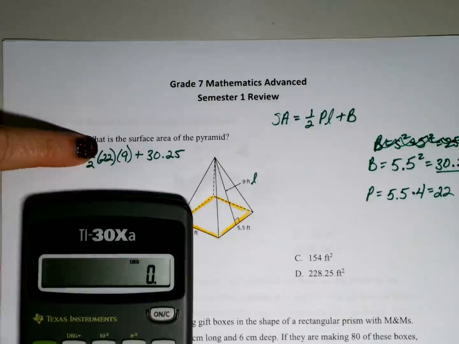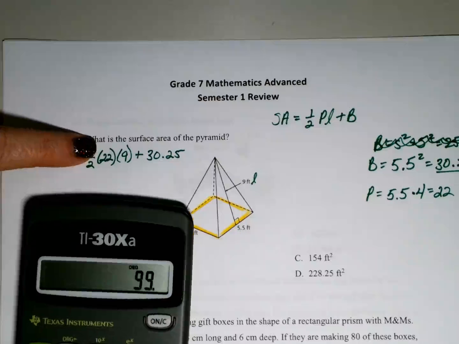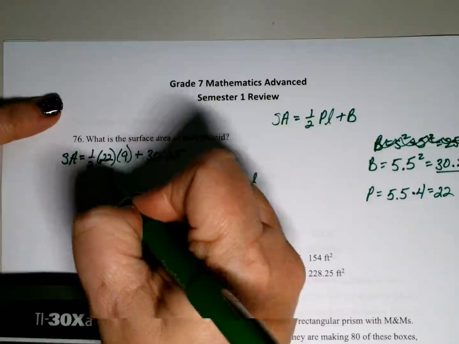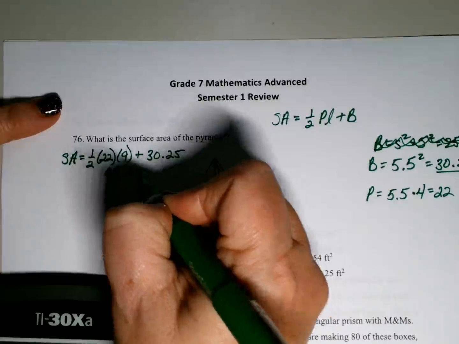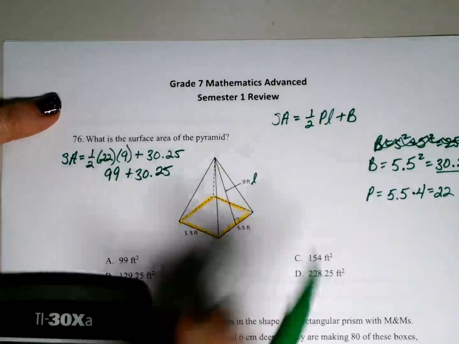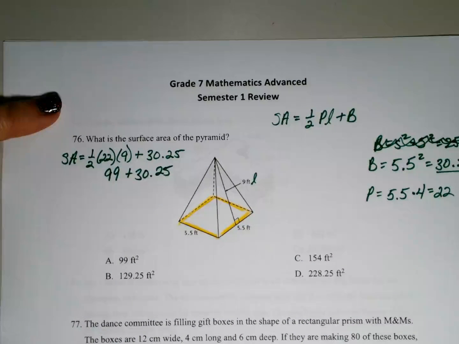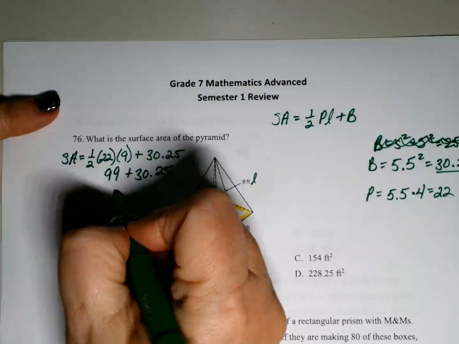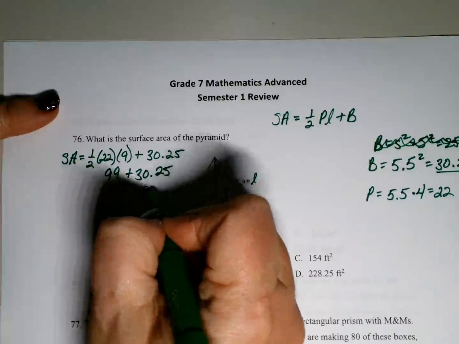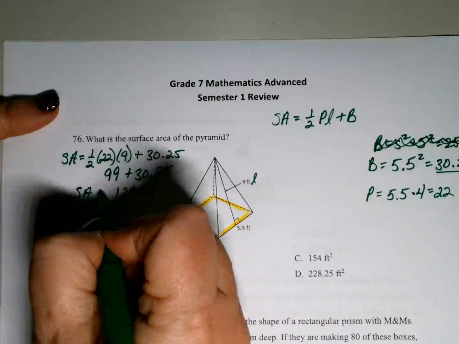What's half of 22? 11. 11 times 9 is what? 99. So I have 99 plus 30.25 gives me what? 129.25. 129.25 what? Feet squared.